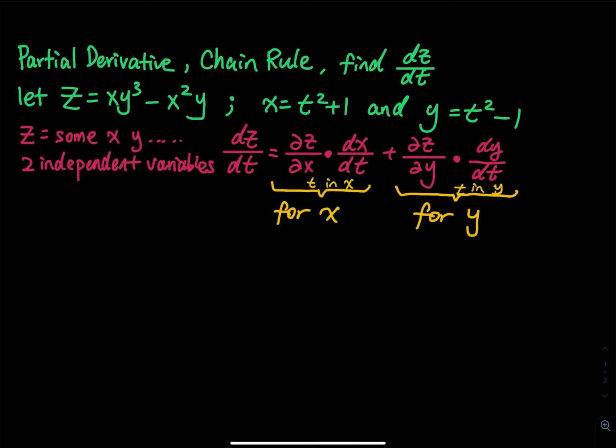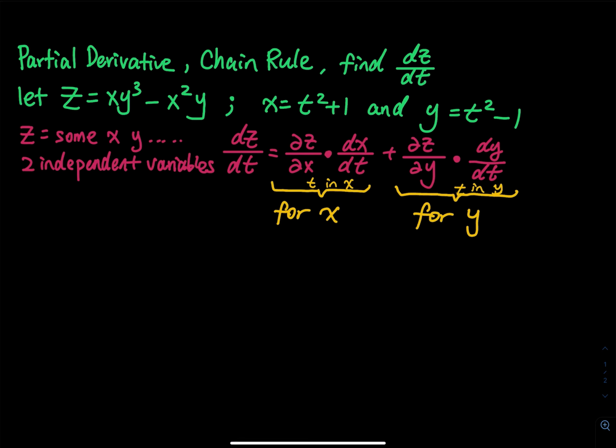This video is about the chain rule in partial derivatives. I will be using this function to explain this chain rule. z equals x y to the third minus x squared times y. Function z has two independent variables, x and y. The value of z depends on x and y, so x and y are independent. z is a dependent variable.